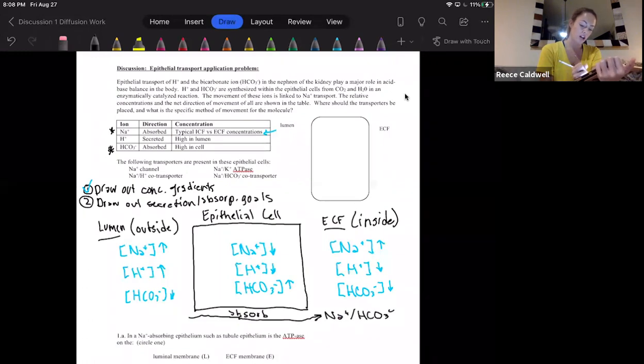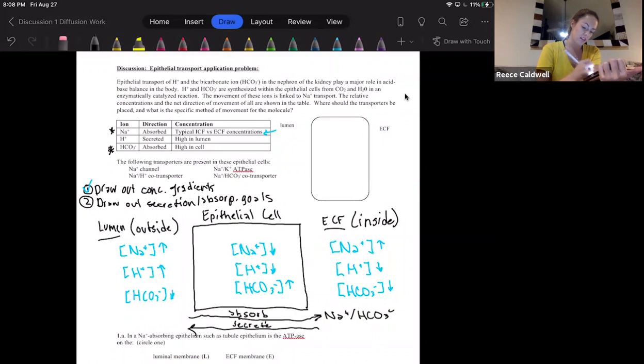Now we have to draw our other goal, which is going to be secretion. So this is going to be our secretion line because that is showing something leaving the body, exiting the extracellular fluid and moving out into the lumen. And we can see here that hydrogen is going to be secreted, that is given. So with this rough diagram, now we can finally look at the transporters.